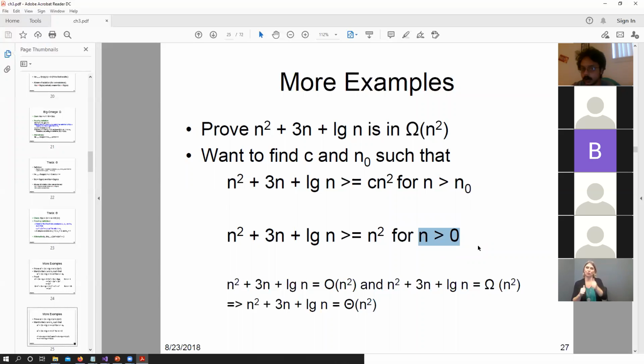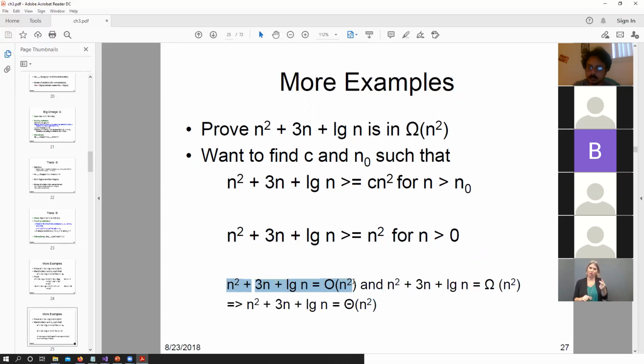So for a constant of 1, whenever we add something to n squared, that is 3n plus log n, basically we are adding some positive numbers, right? Because n is always positive. And we can say that this equation has a big omega of n squared because that provides the lower bound.